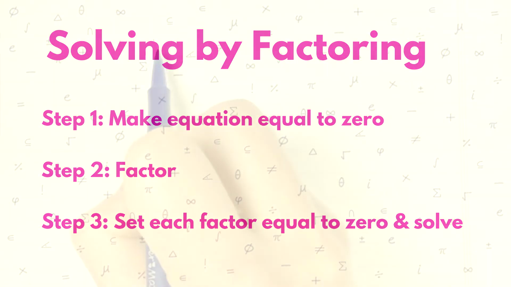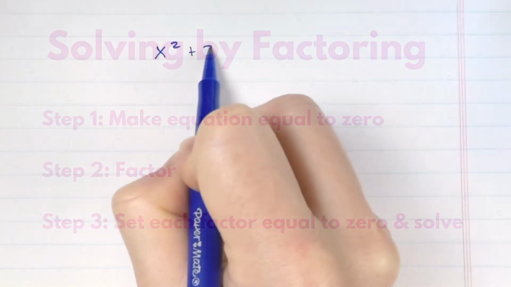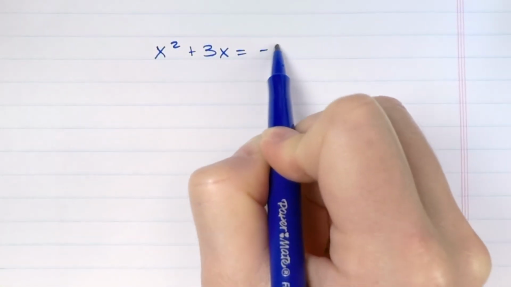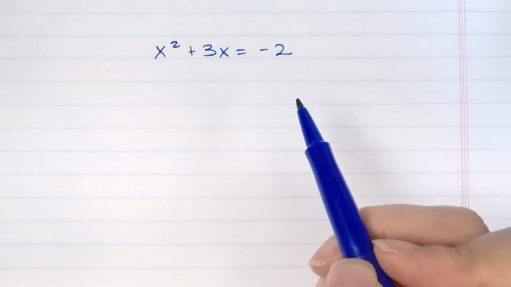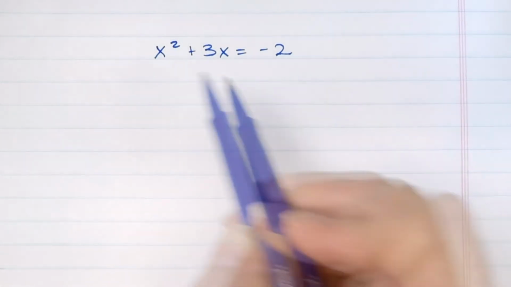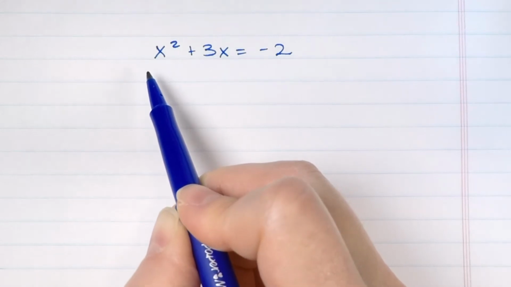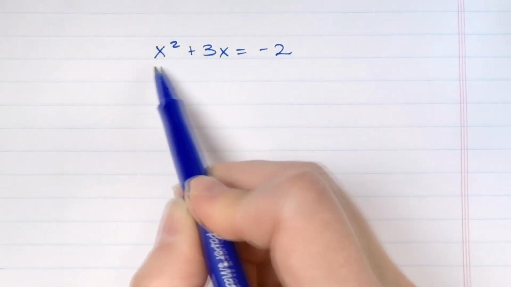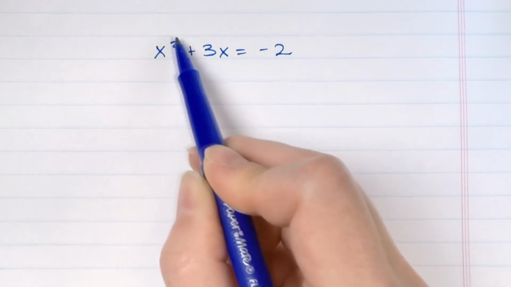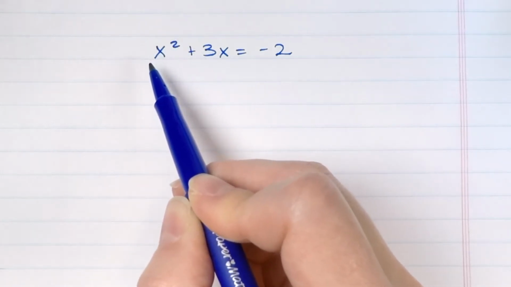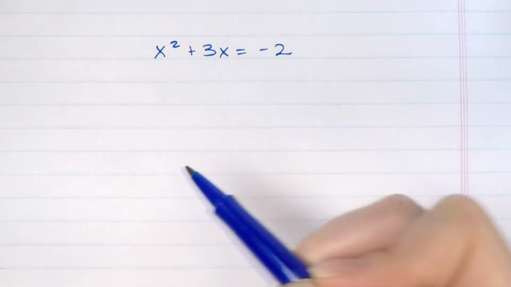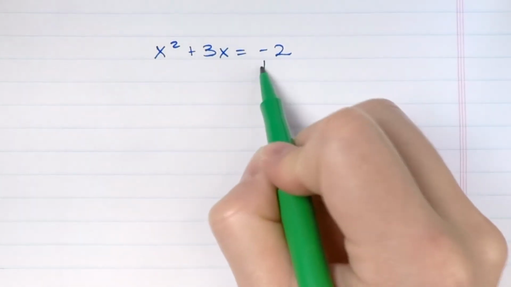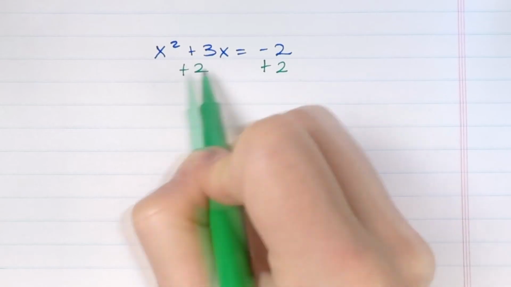Alright, so let's take a look at this example. x squared plus 3x equals negative 2. So here's my quadratic equation. If I want to solve it by factoring, step 1, you got to make it equal to 0. So just to keep things easier for us when we do the factoring, I want to keep this x squared term positive. And since it's already positive on the left side, that means everything else is going to go to the left side, like this negative 2. I'm going to move that over by adding or subtracting. So if I want to move this negative 2 over, I'm going to add 2 to both sides.